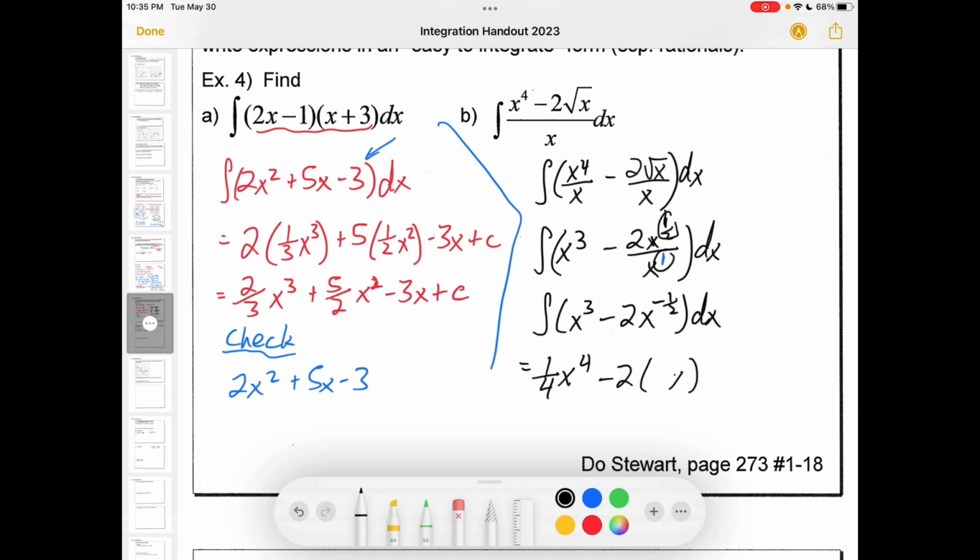Careful here. Power goes up by 1, flip of the new power in front. Okay, so that would be 1/4 x to the 4 minus 4x to the half plus c. Okay. And again, I'm going to check here. So that'll give me x to the 3. I'll get minus 2x. Power goes down by 1.